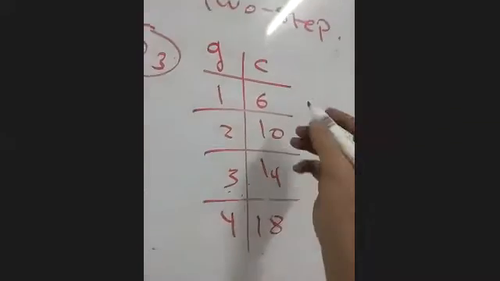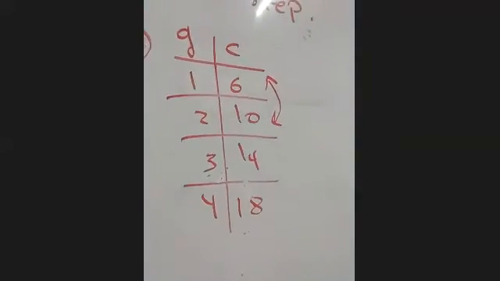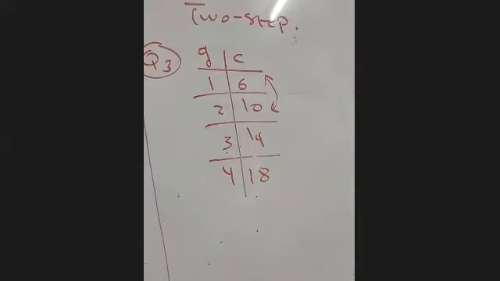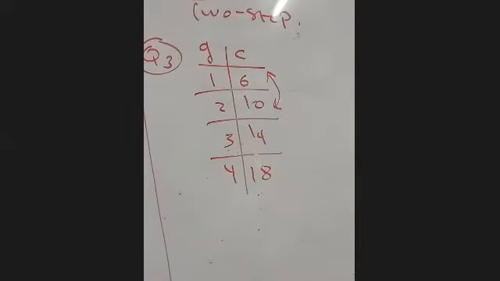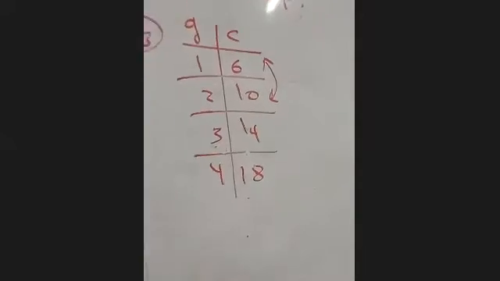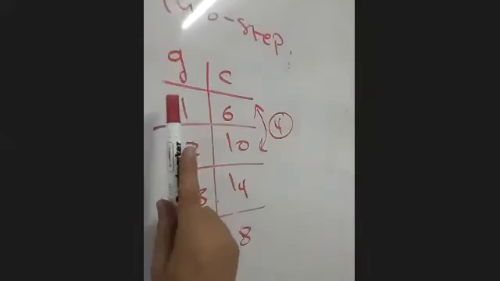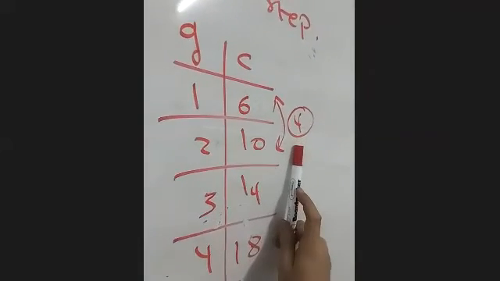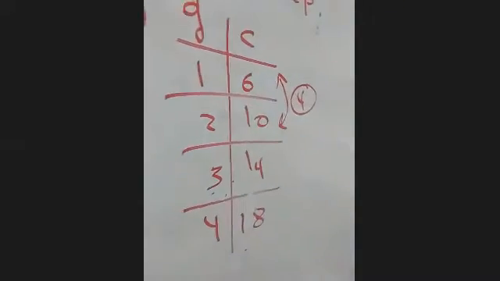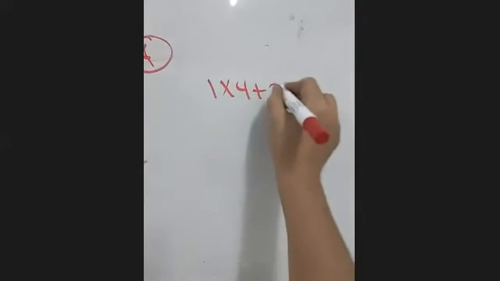Now, I will subtract as we did here. 10 minus 6, how much? Equal 4. Now look here. Let's apply what we did here. 1 multiply 4 equals 4. Plus how much to make it 6? Plus 2. Good. So 1 multiply 4 plus 2 equals 6.